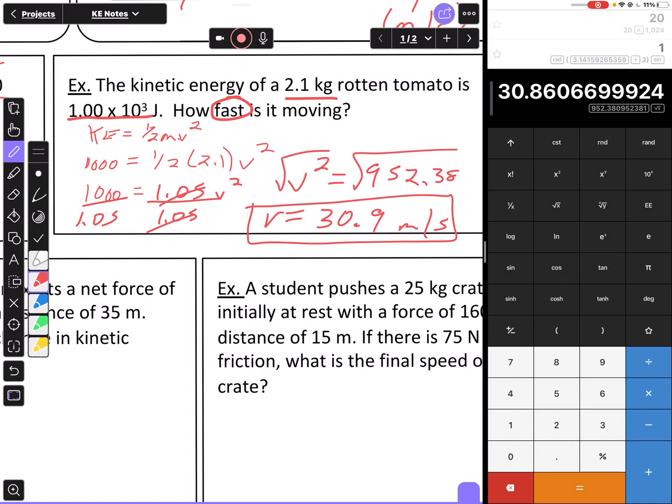And that's really the basic two types of problems that you'll have with this kinetic energy equation. The only other thing you have to solve for is mass, which is the same thing. You just plug in your numbers and then do algebra to solve for your unknown.